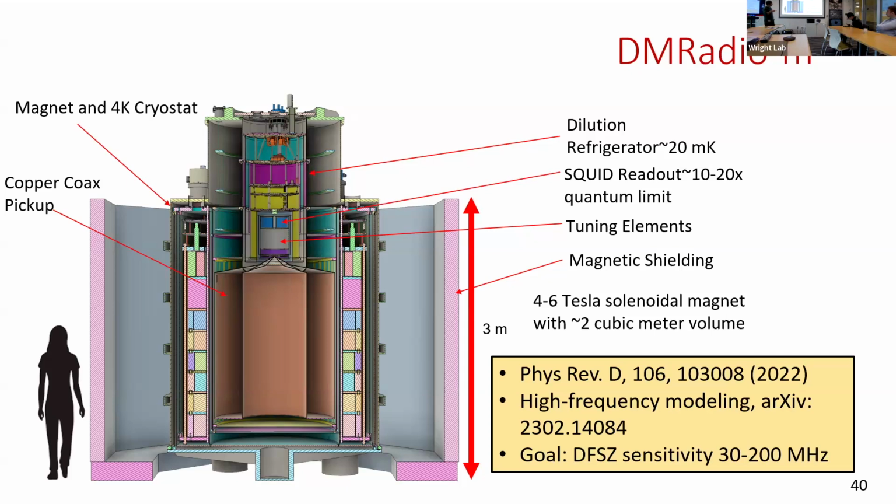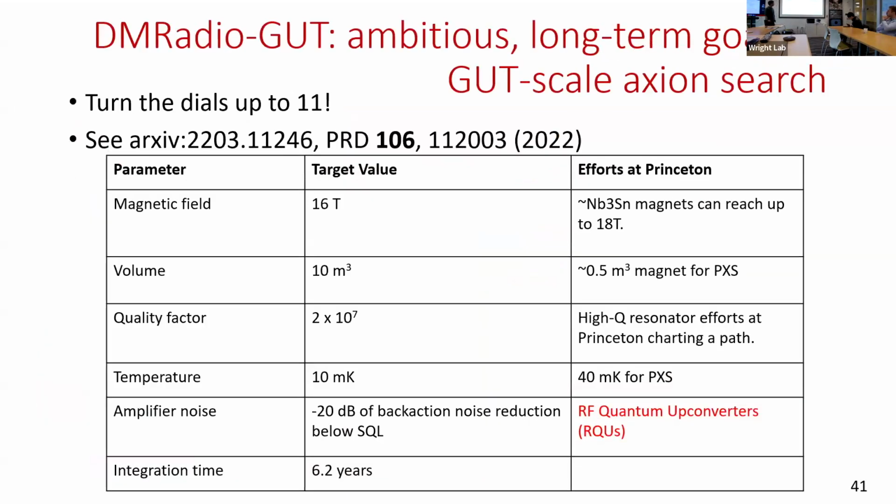And then accompanying that, very soon we will have a paper out describing the SQUID readout, going to these higher frequencies up to 200 megahertz, while maintaining 10 to 20 times the quantum noise limit. And as I mentioned, yes, the goal is DFSZ sensitivity from 30 to 200 megahertz.